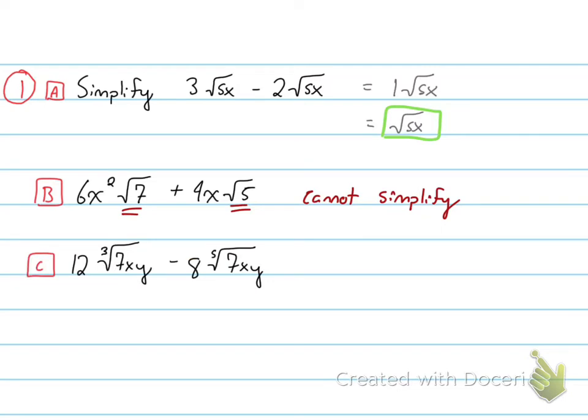In this next example, I have 12 times the cubed root of 7xy minus 8 times the fifth root of 7xy. Well, I see 7xy under both of these radicals. I'm taking these to different roots, so as we talked about last section, I can't simplify this either.